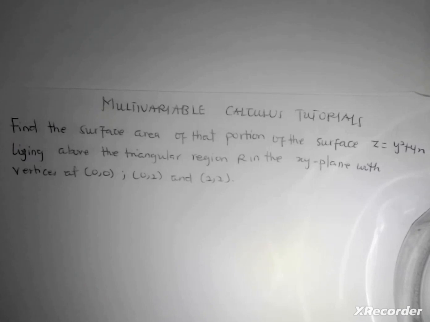In this video, we're still going to solve problems in finding the surface area of portions of quadratic surfaces. So I have a problem here: find the surface area of that portion of the surface z equals y squared plus 4x lying above the triangular region R in the xy plane with vertices (0, 0), (0, 2), and (2, 2). So I've been given these vertices, and the region over which I'm going to integrate is a triangle.